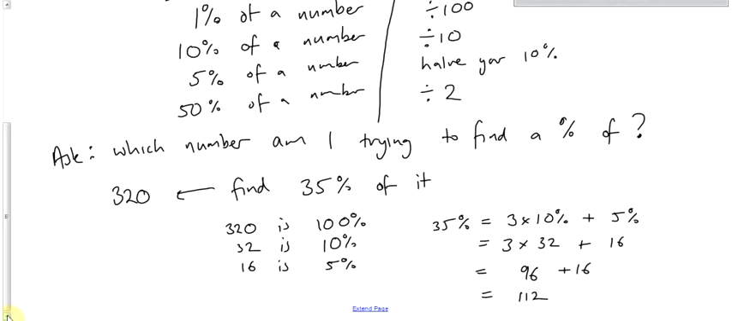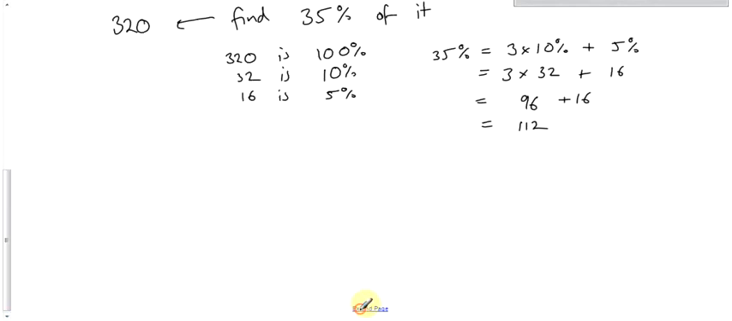Now, if you had a slightly harder number, let's just pick a more nasty number. Let's pick 74. And we wanted to find, I don't know, 12%. Find 12%.